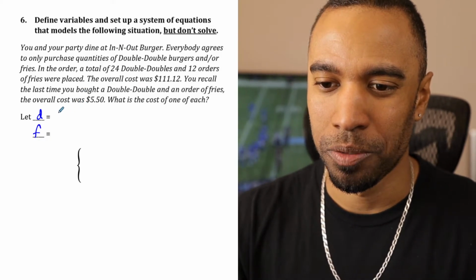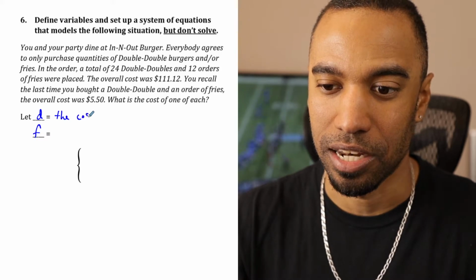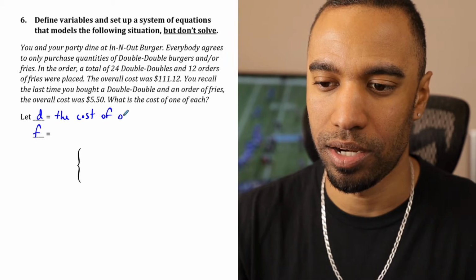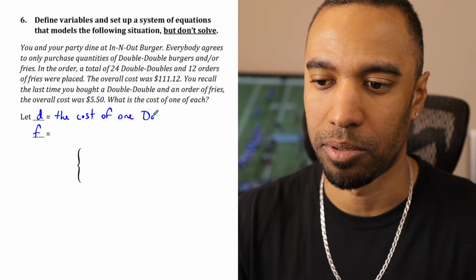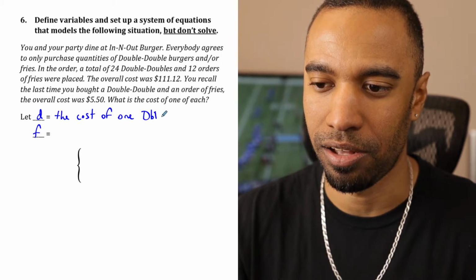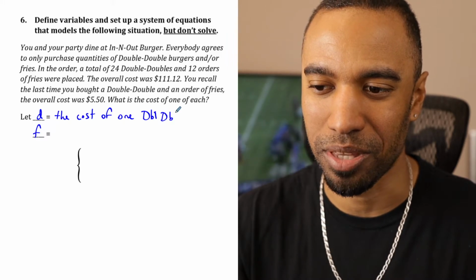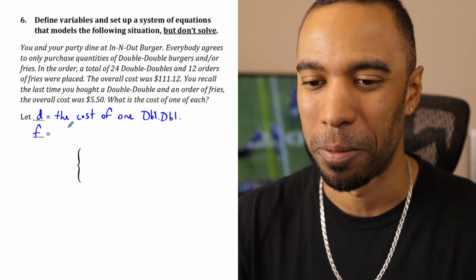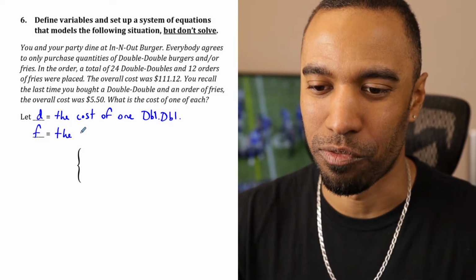Let D equal the cost, and it's not the number of double-doubles. Remember that, we know how many. The cost of one double-double. I'll put DBL, I think they say something like this in the receipts. F is the cost of one order of fries.